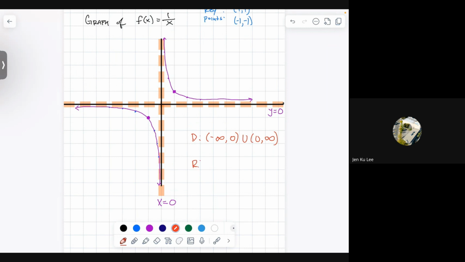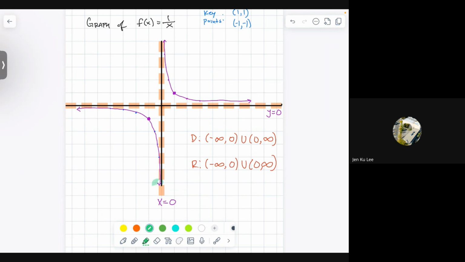What about my range? It's the same thing. Negative infinity to 0, union 0 to infinity. It's the same for both directions because we have our asymptotes at x equals 0 and y equals 0, right? And you can see that here it goes on forever.